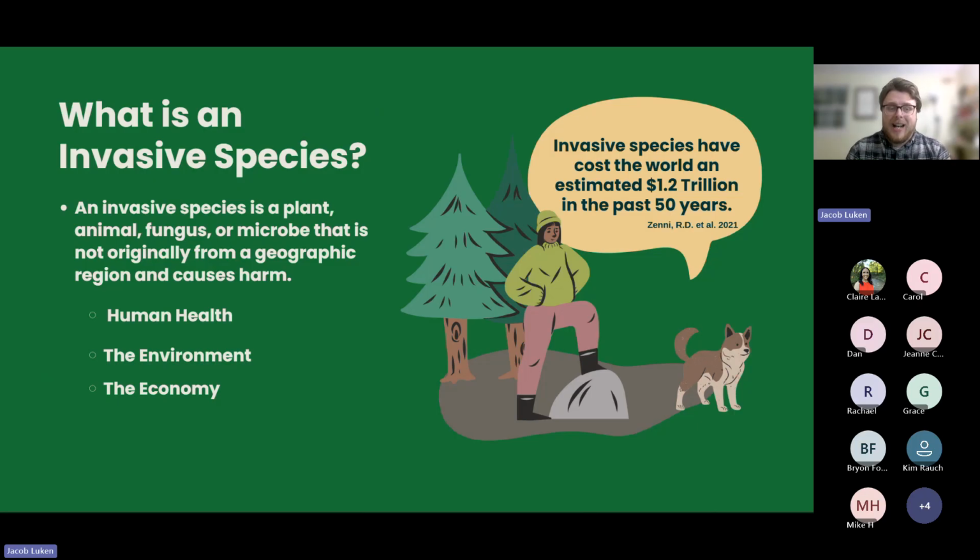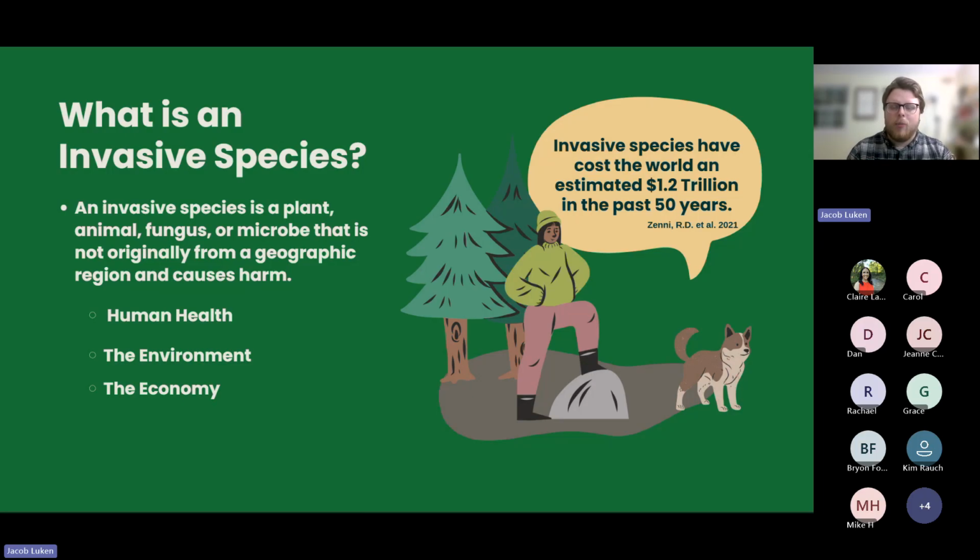An invasive species is a plant, animal, fungus, or microbe that is not originally from a geographic region and can cause harm to human health, the environment, or the economy. So, what does that mean? Harm to human health could look like one of our invasive species, poison hemlock. Ingestion of that plant can cause respiratory failure or muscle paralysis, or in really extreme cases, it can cause death. Whereas if you get dermal contact with it, the sap can cause some pretty acute dermatitis, rashes, itchy skin, things like that.